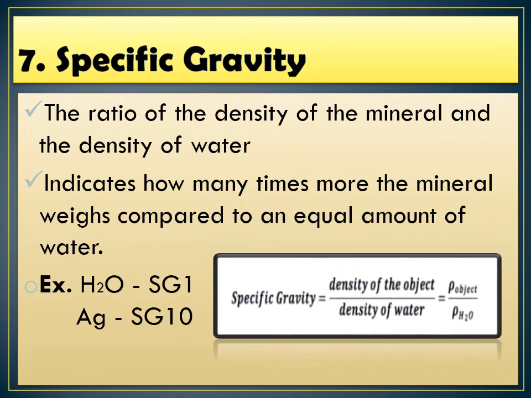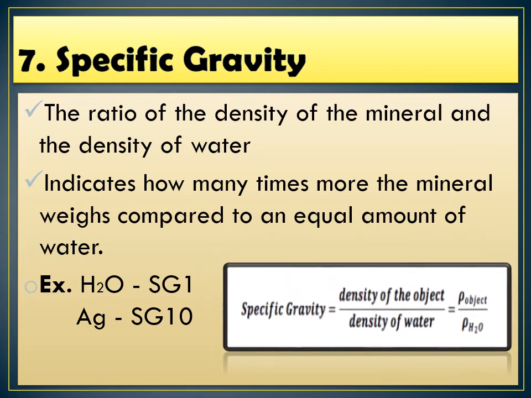For us to know the specific gravity, we must identify the density of a particular object, divided by the density of water, and we can now identify the specific gravity. Specific gravity is also important because there are minerals that have the same sizes, however, their weight may be different. So, with the use of specific gravity, it is easier for scientists and for us to identify and classify them according to their properties.